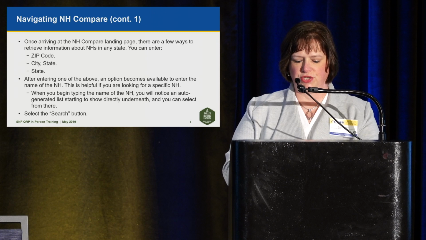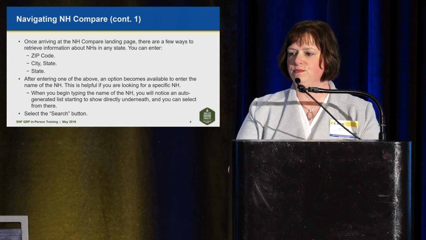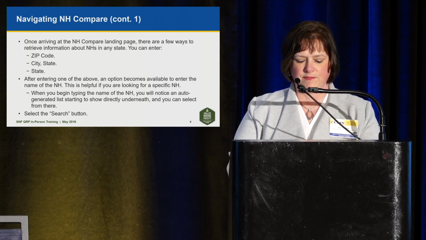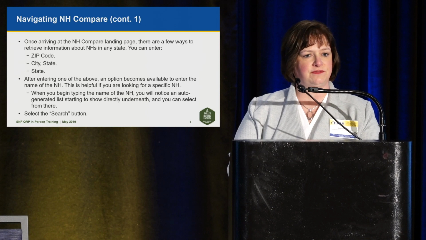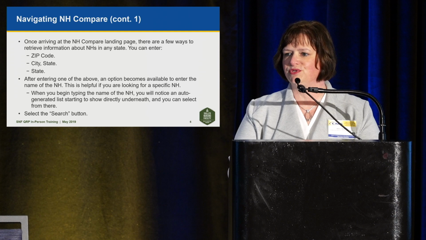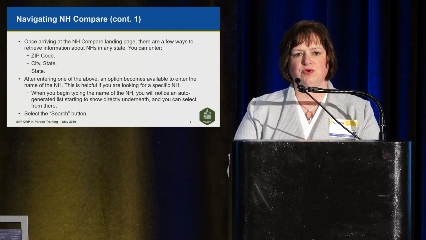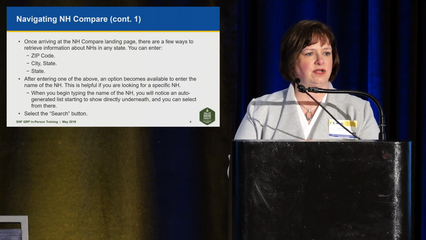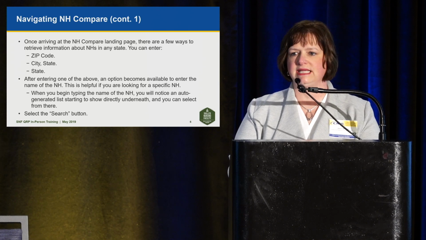From the homepage, you can retrieve information about nursing homes in any state. You can use several different search criteria options with which to identify or locate those nursing homes. You'll see that you'll have an option to identify or locate nursing homes by zip code, by a city and state combination, or by state only.